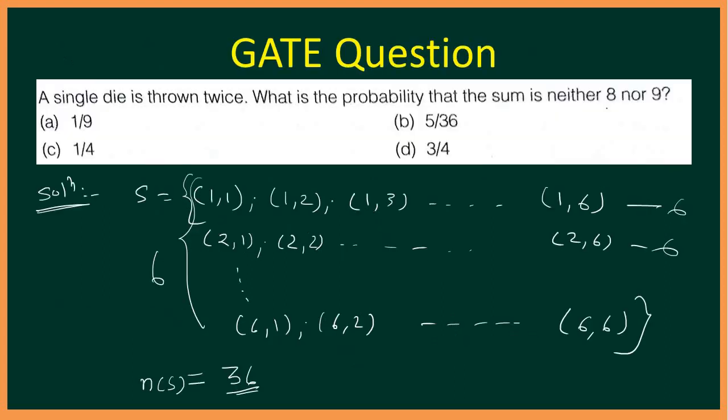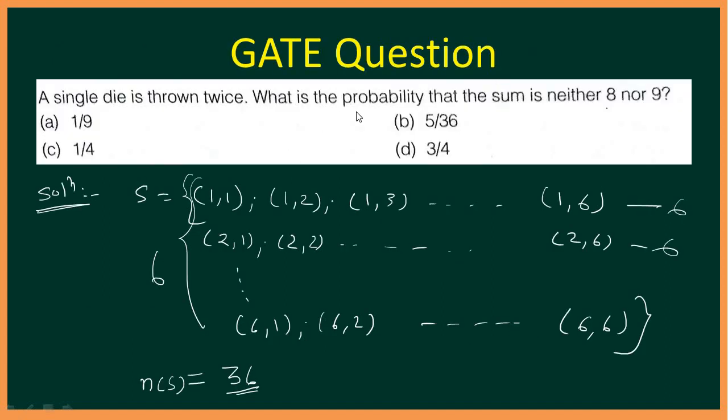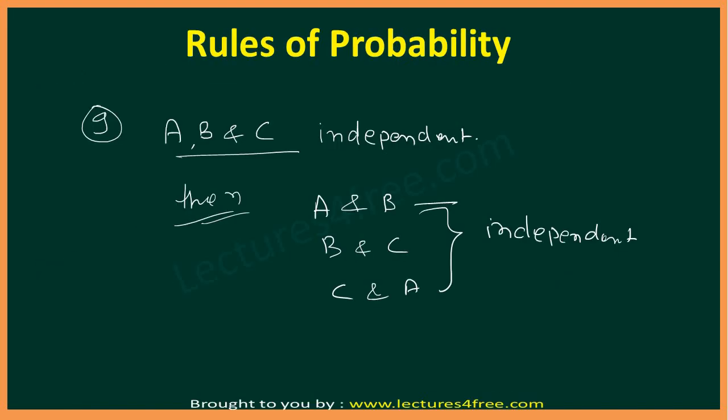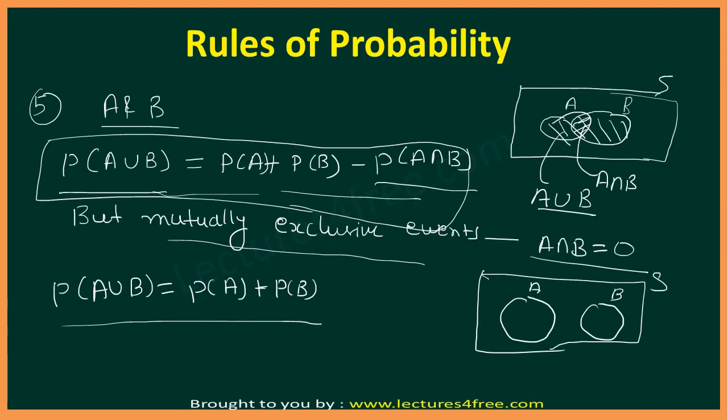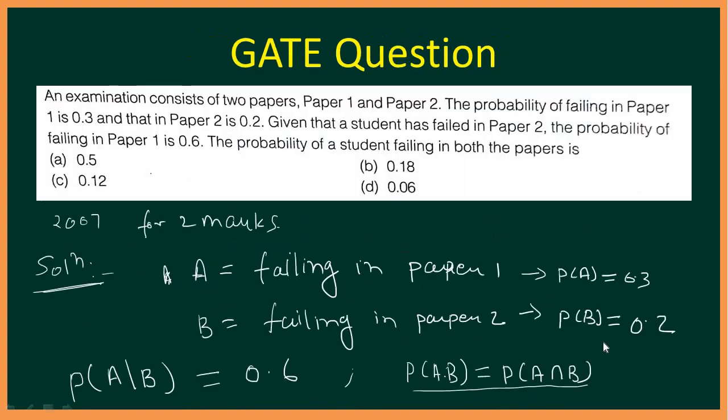But in the question it is not asked what will be the probability of getting sum either 8 or 9. In the question it is asked what is the probability that sum is neither 8 nor 9. So to calculate neither 8 nor 9, we have to calculate the complement of this event. So how can we complement? By using the rule, as we have seen in our earlier rule, the complement of any event is 1 minus probability of that event. So let's calculate it.